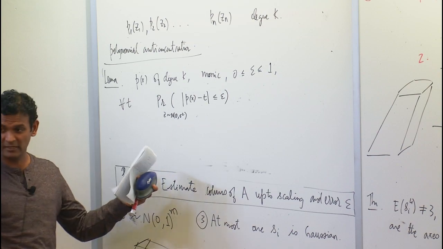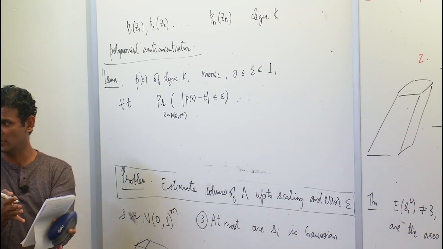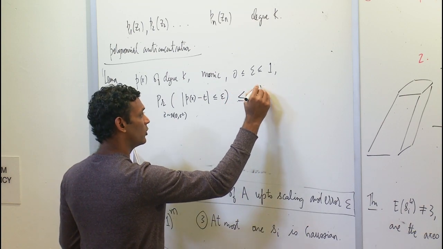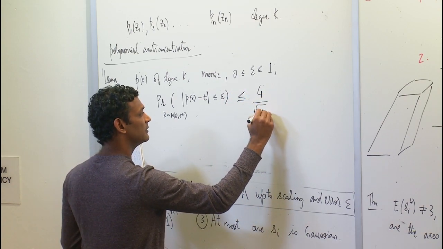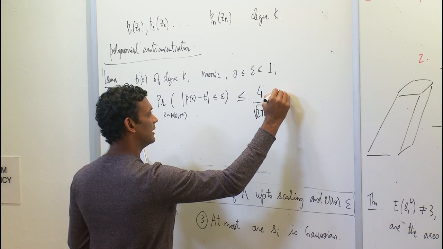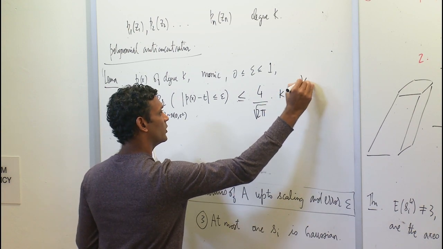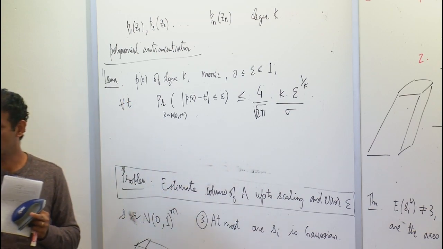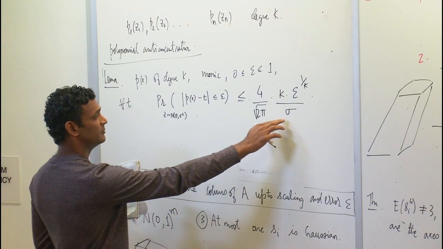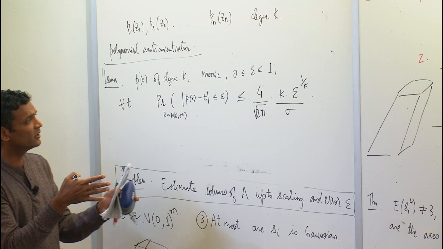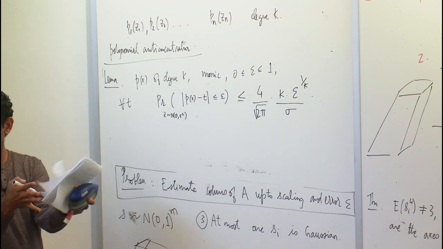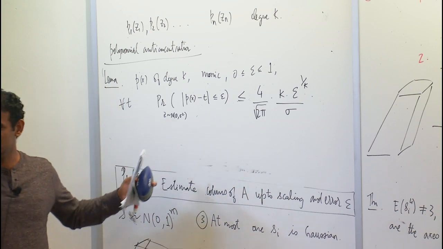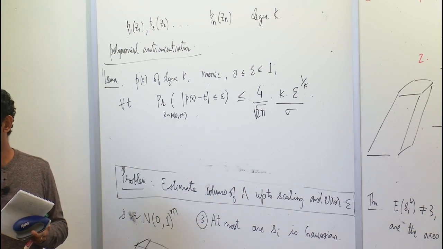right? So this is the probability that your polynomial is concentrating in an interval of width epsilon in its value, is smaller than a constant times k times epsilon to the 1 over k divided by sigma. That's the power. So as you make sigma smaller, the variance of the Gaussian smaller, this probability goes up because everything is getting concentrated. And as you make the interval bigger, this probability also goes up because you have a wider interval.